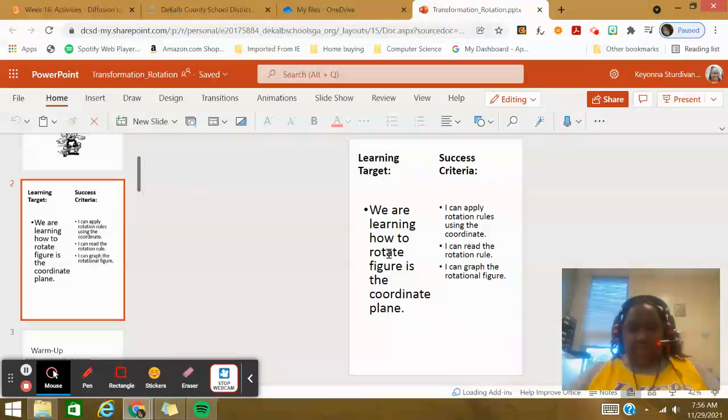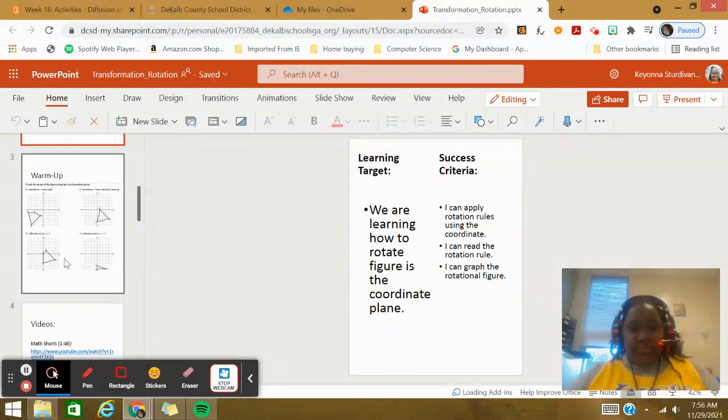The learning target is we'll learn how to rotate figures in the coordinate plane, and the success criteria is I can apply rotation rules using the coordinates. I can read the rotation rules and I can graph the rotational figures.